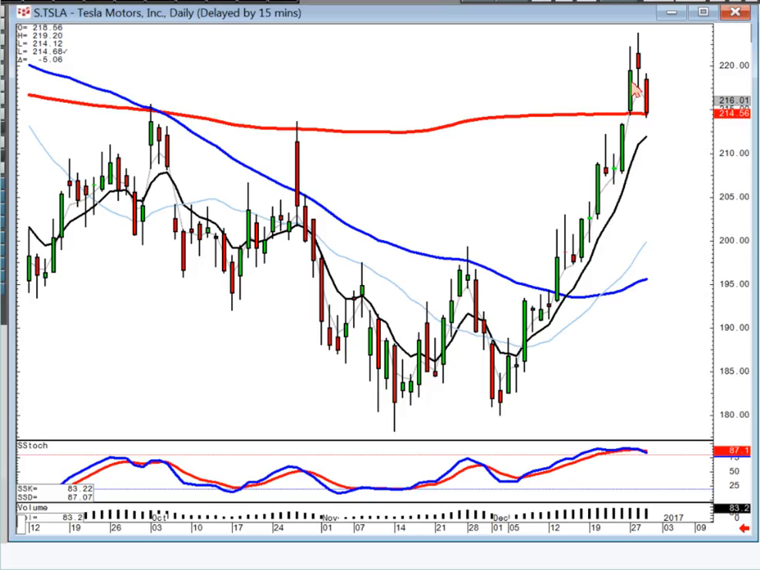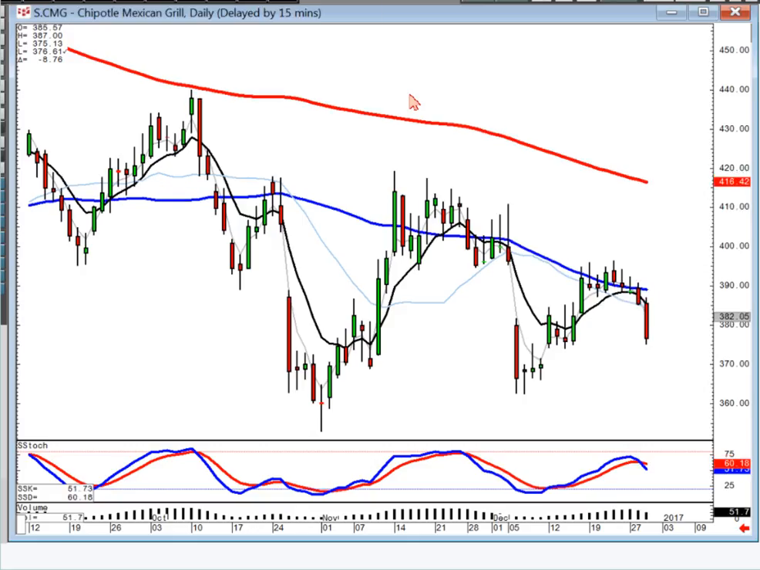When they break through a resistance level, they usually come back to see if that resistance level is going to act as support. So you definitely want to see this one open positive tomorrow. Otherwise, it's coming back down to test the T-line.